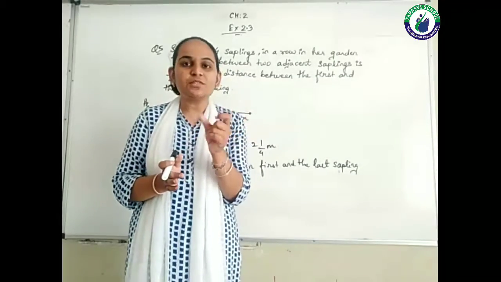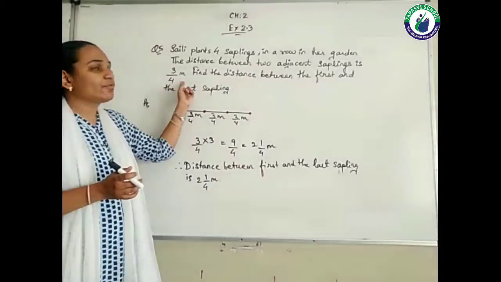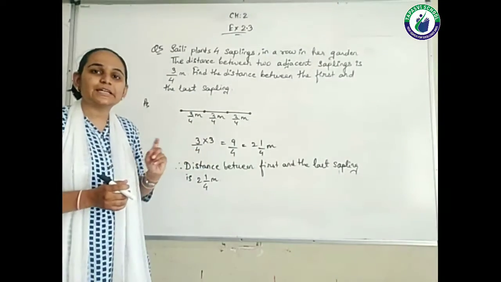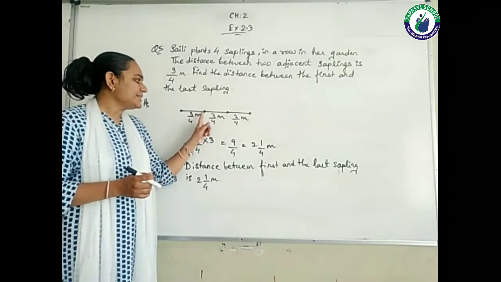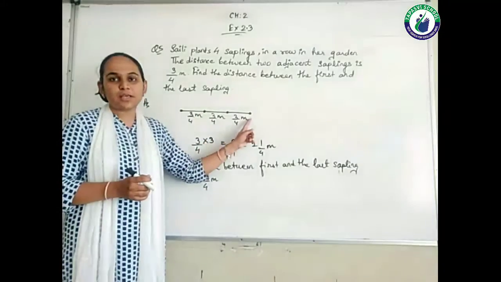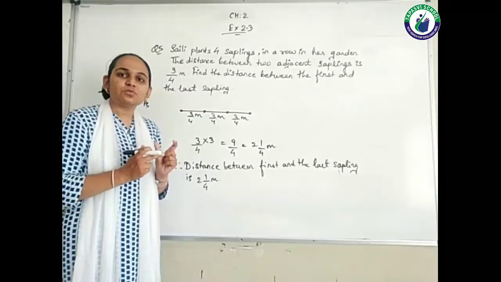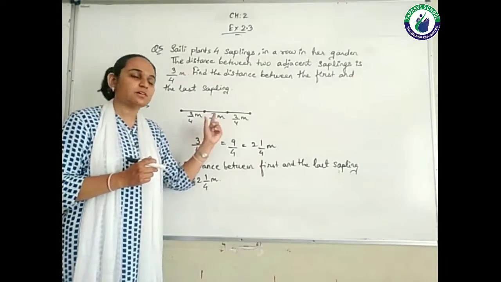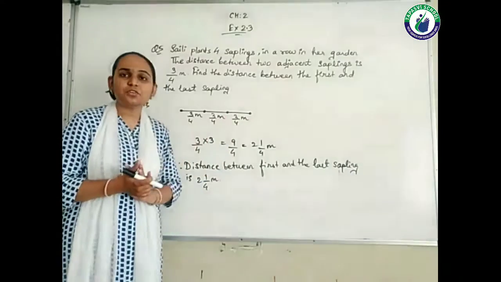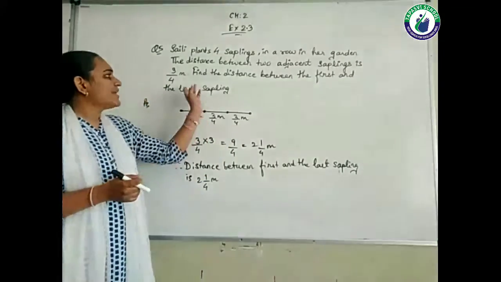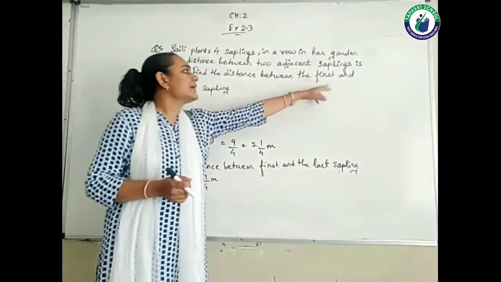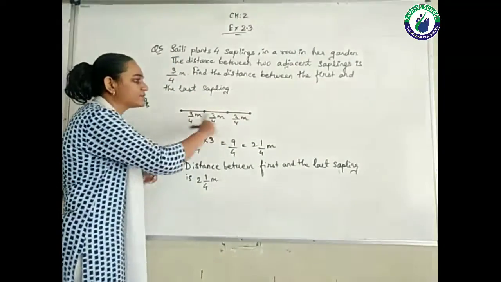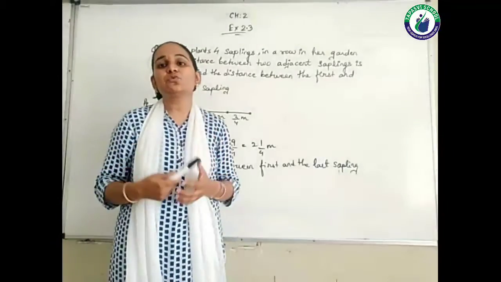The distance between two saplings is 3 by 4 meter. देखो मैडम ने यहाँ पे आपके लिए represent करके रखा है. First sapling, second sapling, third sapling और fourth sapling. First और second के बीच में the distance is 3 by 4 meter. Similarly second and third, 3 by 4 meter. Similarly third and fourth, 3 by 4 meter. So find the distance between the first and the last sapling. यानी ये first sapling से लेकर last sapling का distance कितना है? So that you have to calculate.